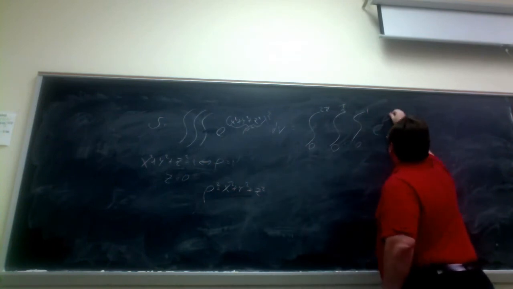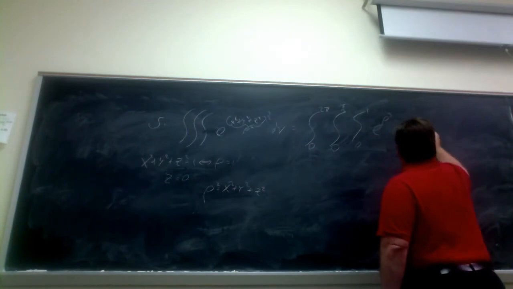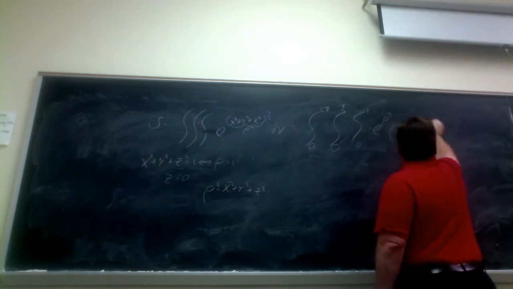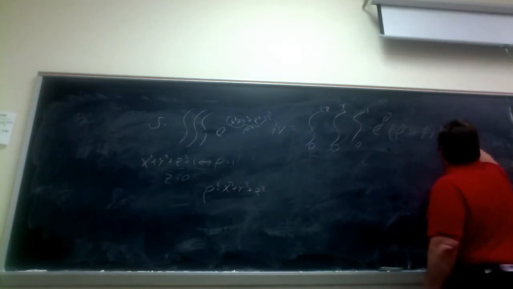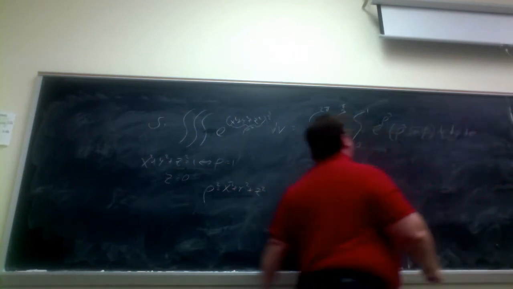And then your integrand is e to the rho cubed. And then your extra factor, which you can get from the formula sheet, rho squared sine phi. And then d rho d phi d theta. Okay, so that's the setup.